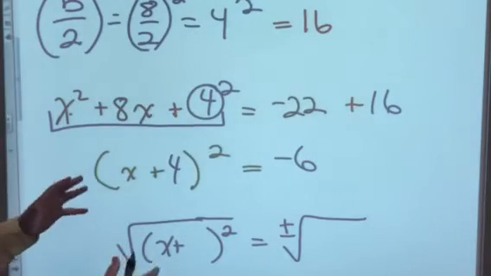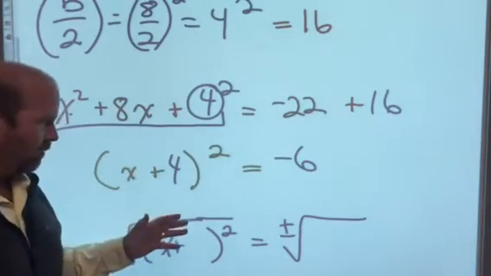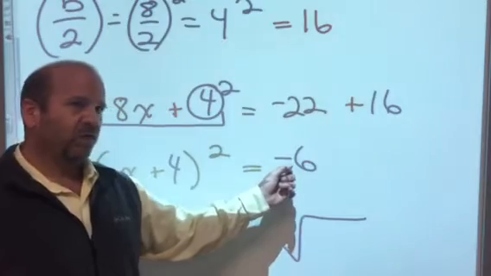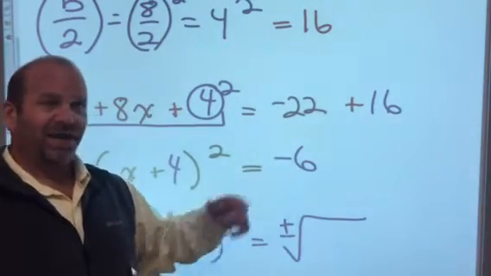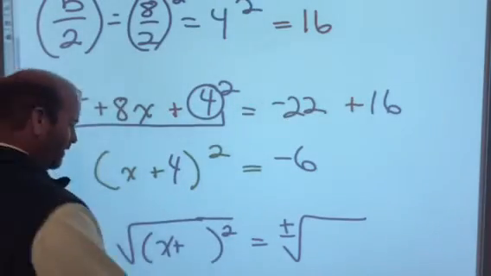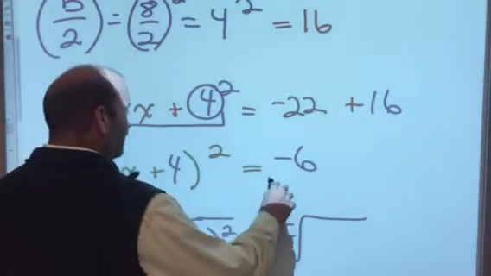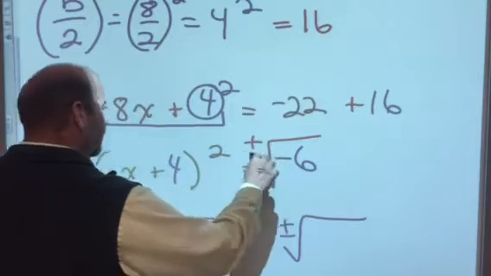Right now some of you might be seeing that you're going to take the square root of both sides, but you're going to have the square root of a negative number. So what is that going to give you when you take the square root of a negative?